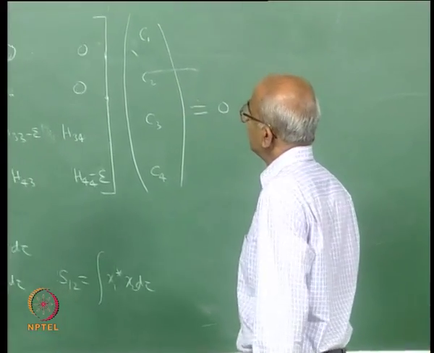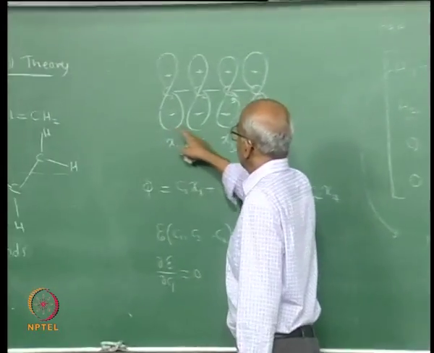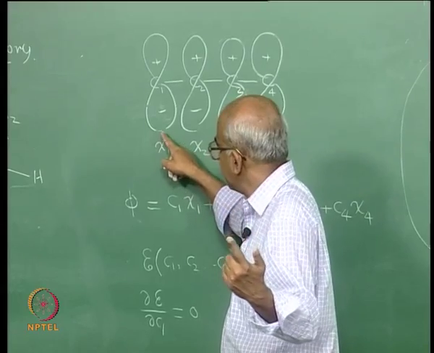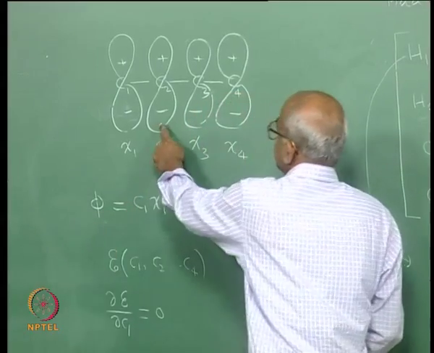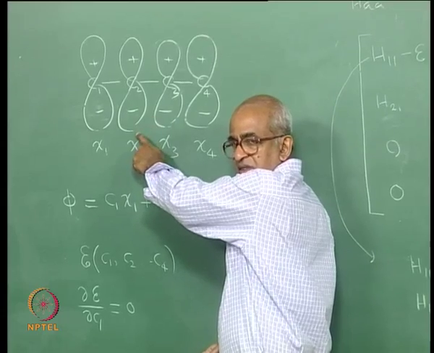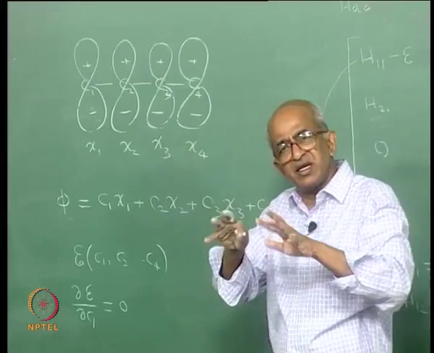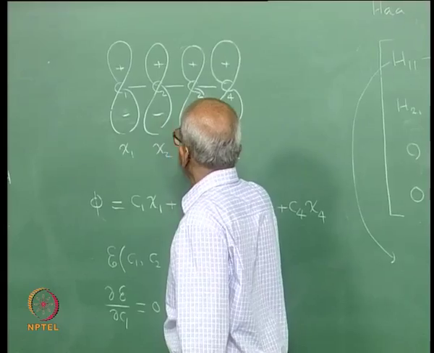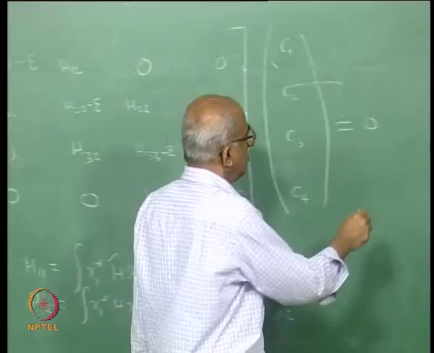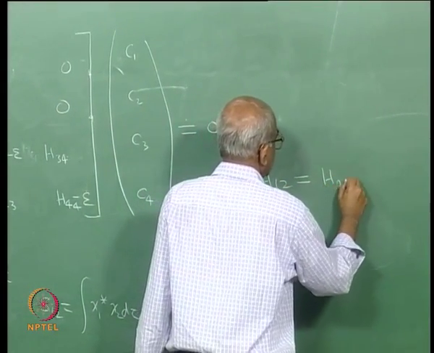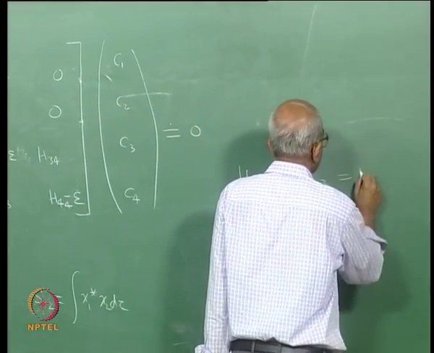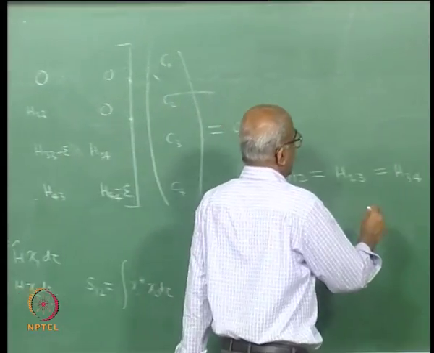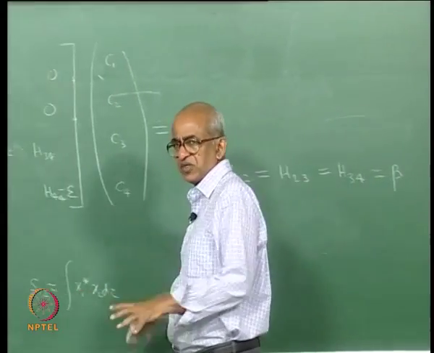Now we will make further simplifications. See, what is H12? H12 is actually the interaction between chi 1 and chi 2. It is known as the resonance integral. H12 is referred to as a resonance integral, and it represents the interaction between chi 1 and chi 2. And similarly, H23 represents the interaction between chi 2 and chi 3. Now, I would expect that they are roughly equal. They don't have to be exactly equal because the carbon atoms are not equivalent, but I will make the approximation that the interaction between this and that is the same as the interaction between this and that. That actually means that H12 is assumed to be equal to H23, which again I will assume is equal to H34. And so I am assuming that all these elements H12, H23, H34 are all equal, and their value I am going to denote by the symbol beta. They are all the same. This is another approximation.